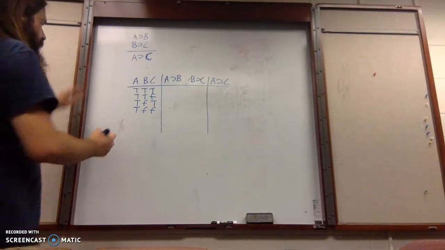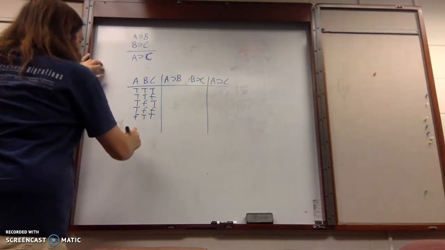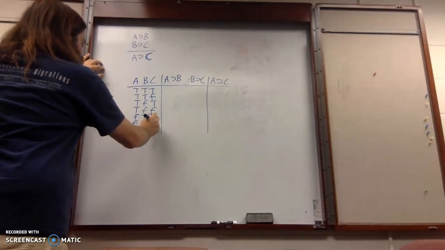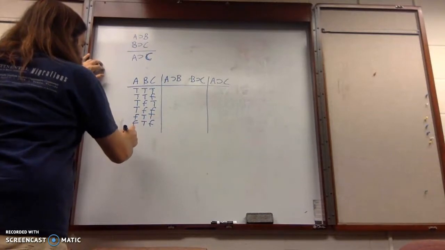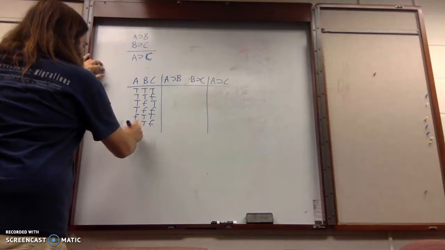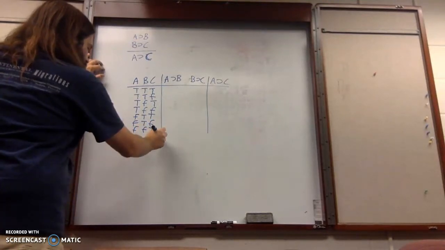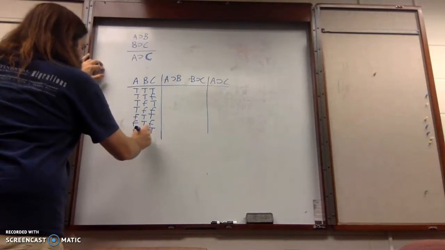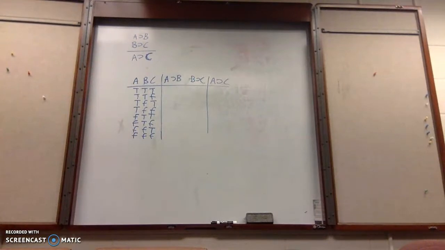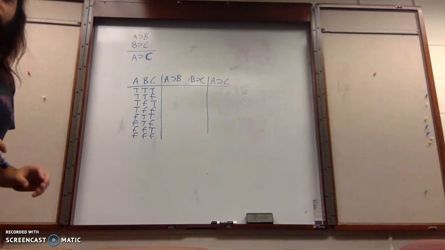Now we have a situation where A is false, and B and C are both true. We have a situation where A is false, B is true, and C is false. We have a situation where A is false, and B is false, and C is true. And finally, we have a situation where all three are false. A, B, and C are all false. So if you notice, there are now 8 different rows.